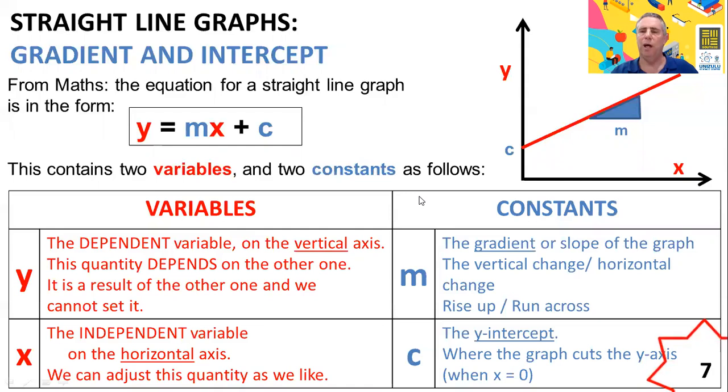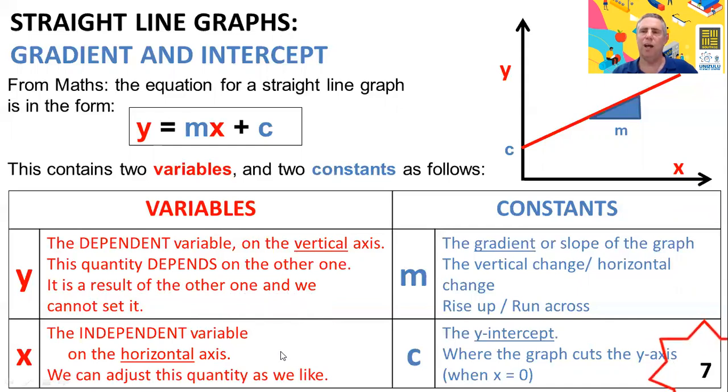So we can summarize it in a table like this, and I'm going to show you in the exam questions just how important defining this equation and this table is to answering questions correctly. So two variables in red, and you need to identify what is going to change and what will be constant. The y variable is dependent on the x variable, so it's the result of the x, and we can't decide what it should be. But the x variable is independent. It will be on the horizontal axis, and we can adjust it as we like.